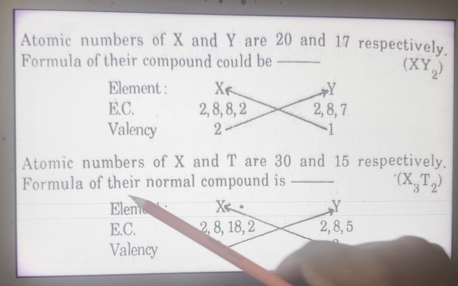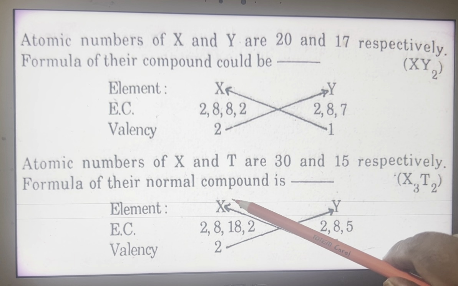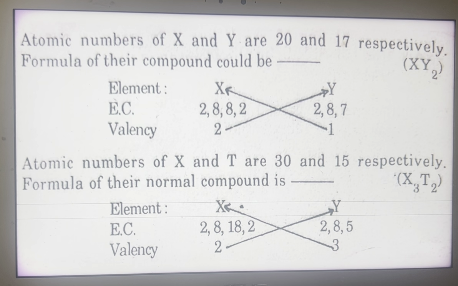Atomic numbers of X and Y are 30 and 15 respectively. Then what is their normal compound formula? X is 30. 30 means 1s2, 2s2, 2p6, 8, 3s2, 3p6, 3d10, 18, 4s2. The fourth shell is the outer valence shell. It has 2 electrons, so it's a second group element. Valence is 2, not more than 4, so it's 2.